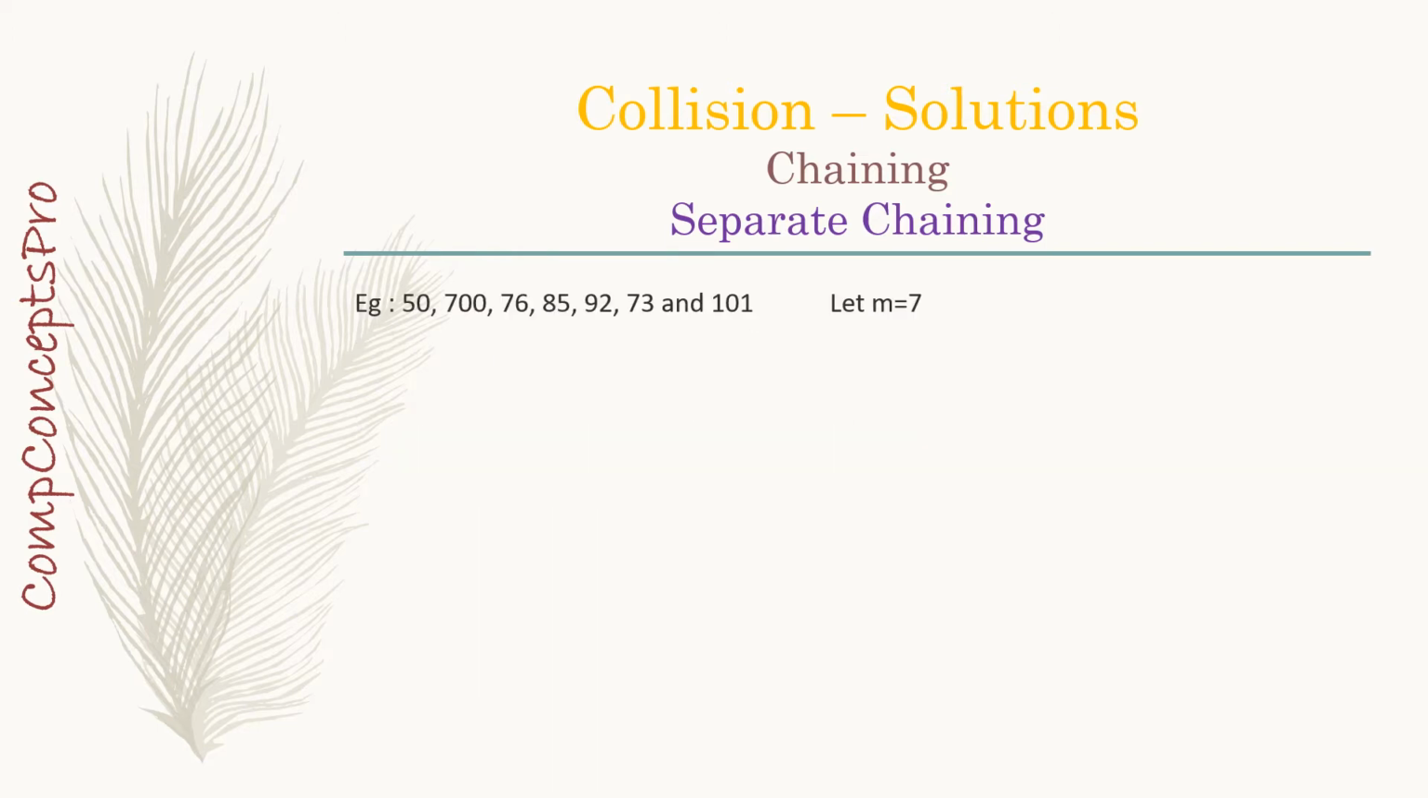Let's understand this with the help of an example. So these are the key values that we have to store in the hash table, and let m be equal to 7. That means there are 7 slots or buckets available in the hash table. We will be using the division hash function to generate the hash code.